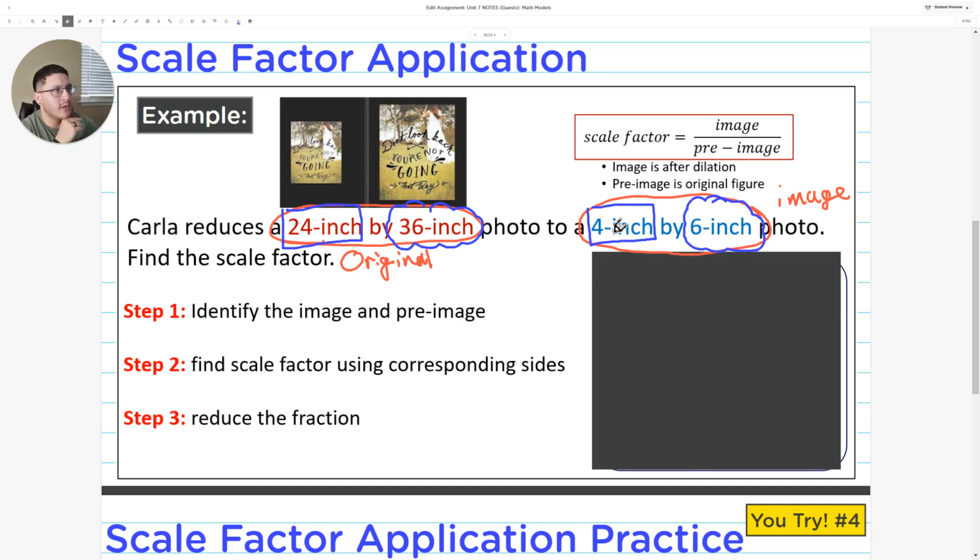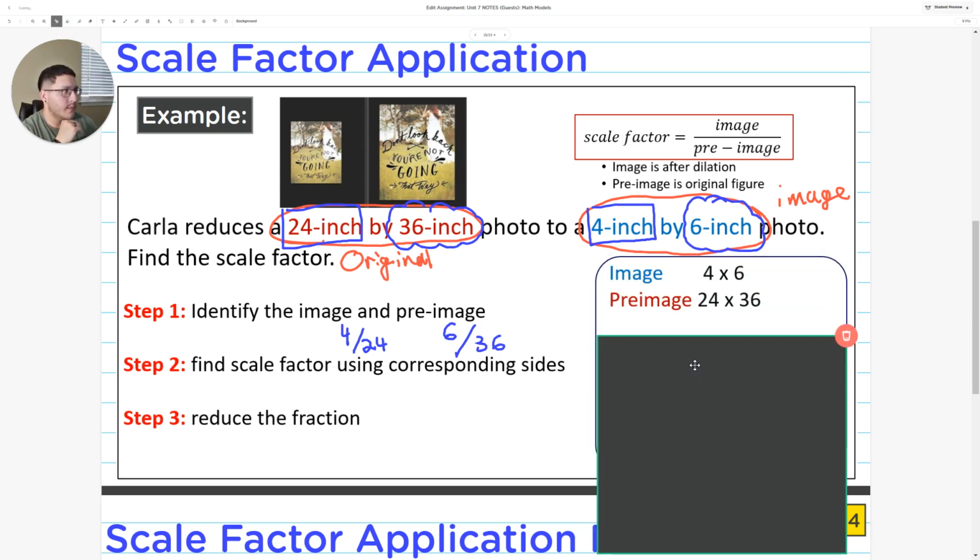We can do either 4 over 24, or we can do 6 over 36. Okay? Because notice how I'm aligning that. 4 with 24. This is the image. This is the pre-image. The first number associates with the first number of either one, and then the second number associates with the second number of either one. Okay? So 4 over 24 or 6 over 36.